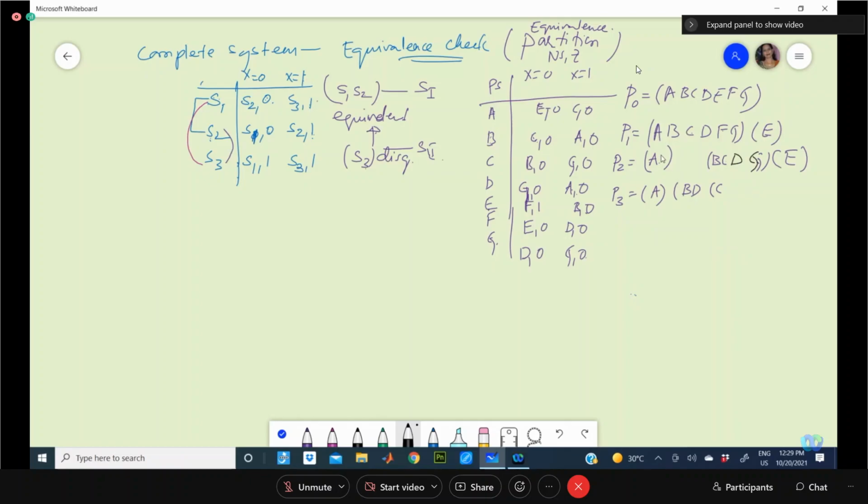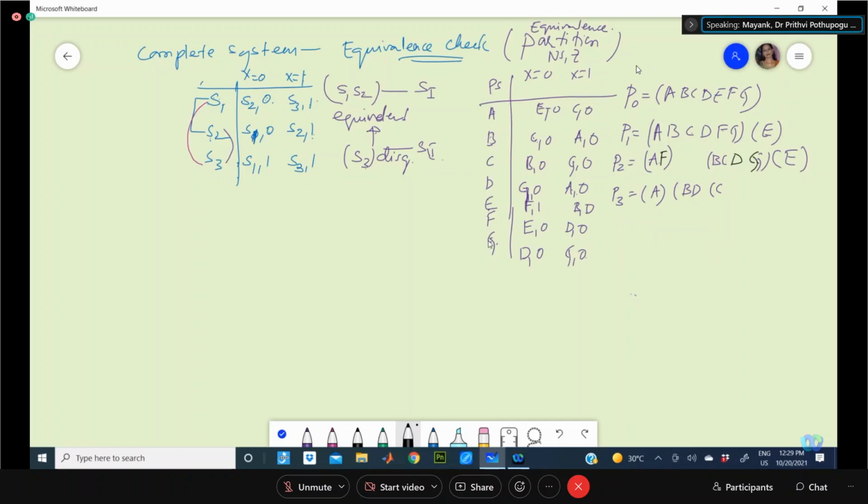A and F comes here because I made a mistake. A goes to E, F goes to E. So E is equivalent. CD is equivalent to. So AF will be equivalent. Next, BC over BD over BG.